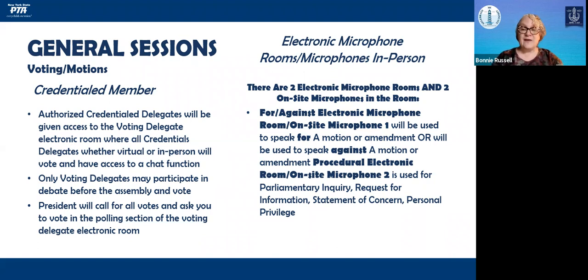When you go into that actual electronic room, you will click on for or against. It will put you into a Zoom room. Someone will then talk with you and put you into a queue to be able to speak. If you are on site in the room, please go to microphone 1 for or against a motion. And if you have a procedural question, please go to microphone 2 in the room.